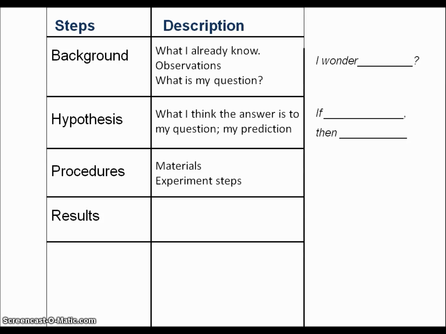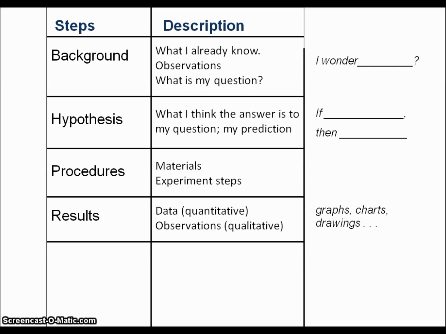Results are all of the information that you gathered during your experiment. So that will be your data. That's called quantitative information. Those are your numbers, graphs, and charts and things like that. The second piece you want to record in your results are your observations. These are qualitative information. This could be a written description of what you observed. It could be drawings, and it could even be photographs. So these are all the things that can be included in your results.